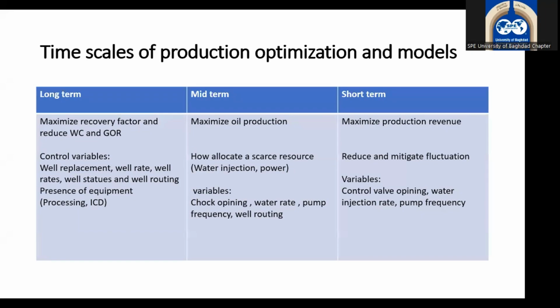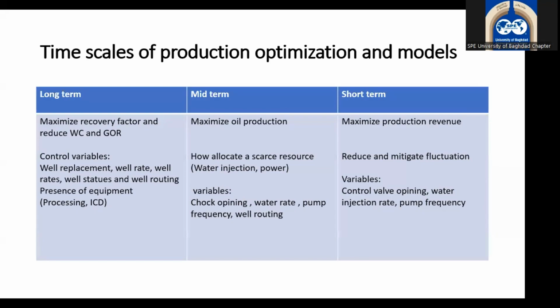For mid-term, we maximize the oil production, and the way we maximize it is through allocation of scarce resources: water injection and power. The variables that we use, as I mentioned before, are choke opening, adjusting the choke, water rate, and pump frequency. If we have an ESP, increasing the pump frequency will give you the maximum production from that well, even the well routing.